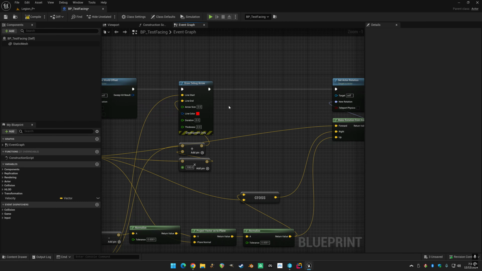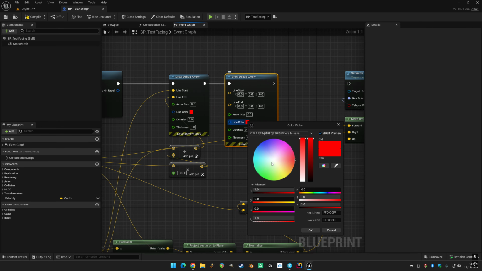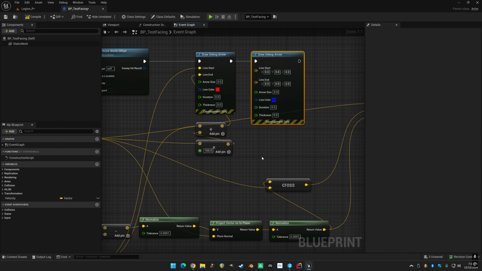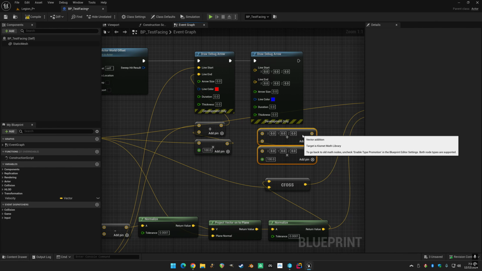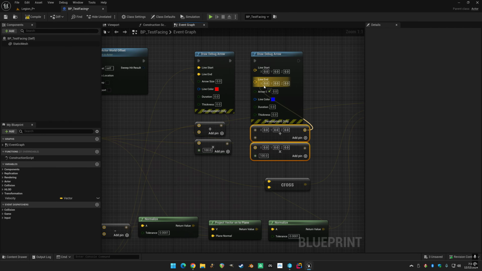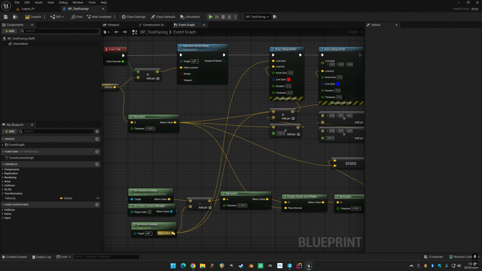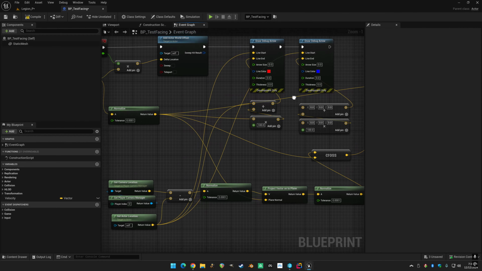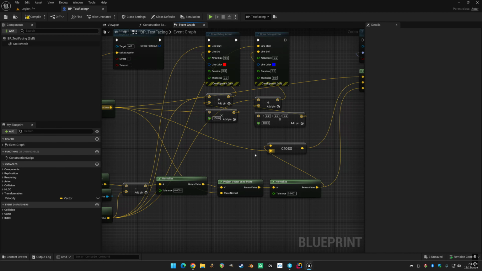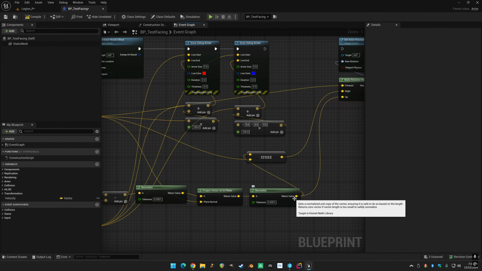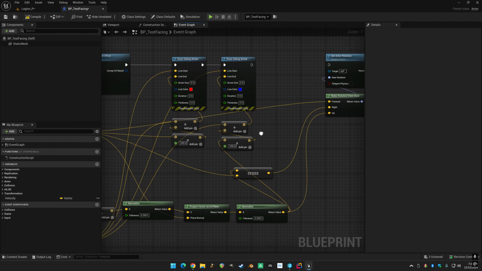Why don't we go ahead and draw the others too, so that we can see that they're all doing what we expect. So Z is blue. Might as well duplicate those nodes. Go ahead and put that into line N. So start would be the actor location. Line end would be the actor location plus the axis times 100, which would be this guy. There we go.